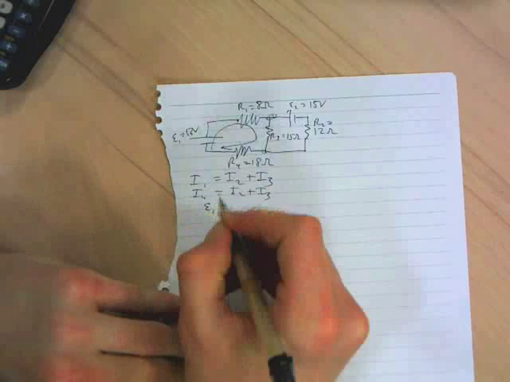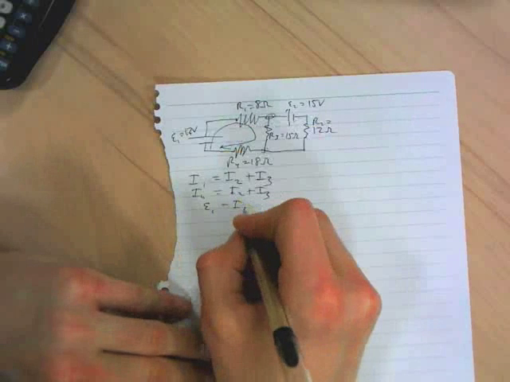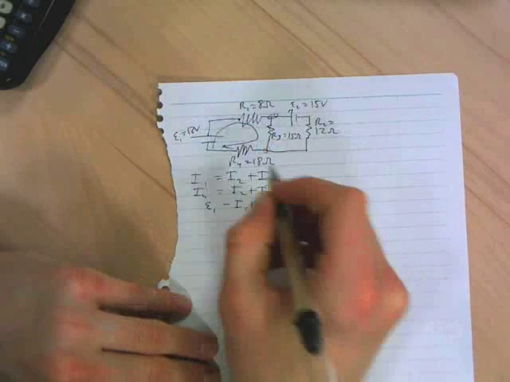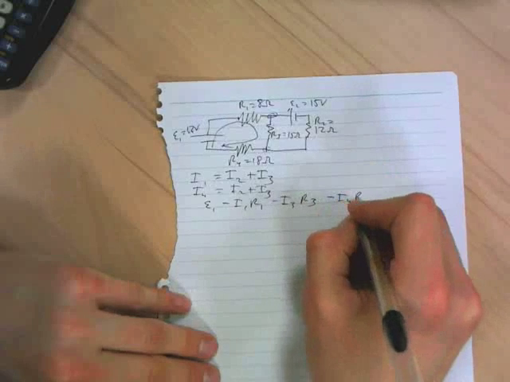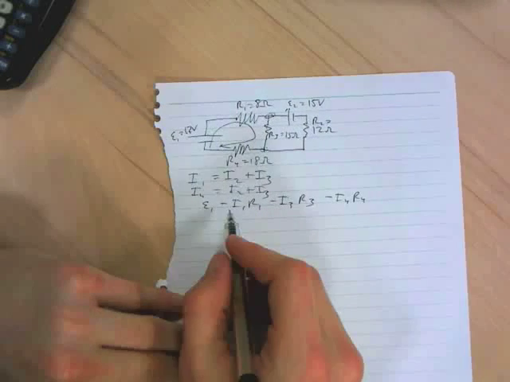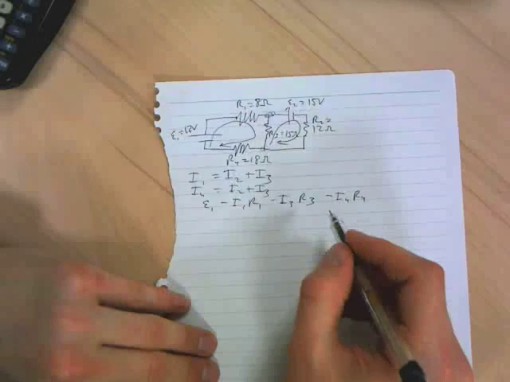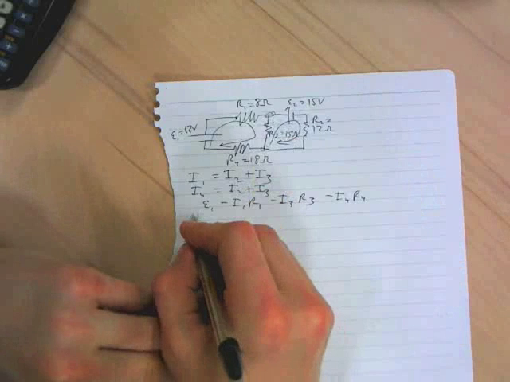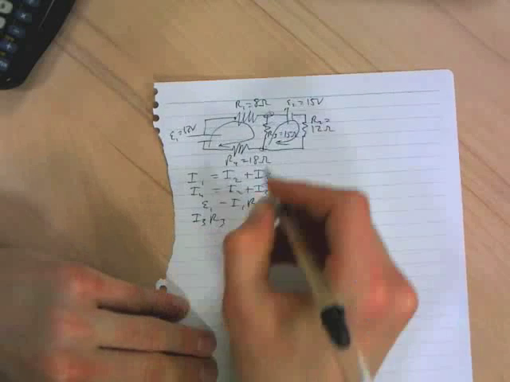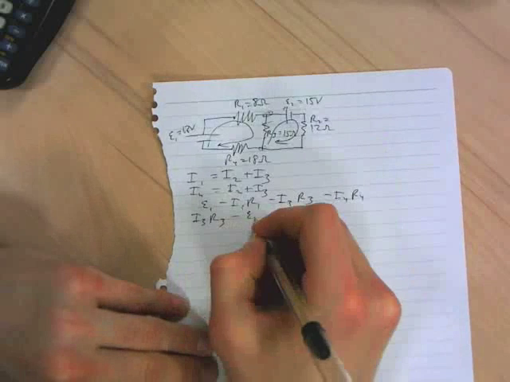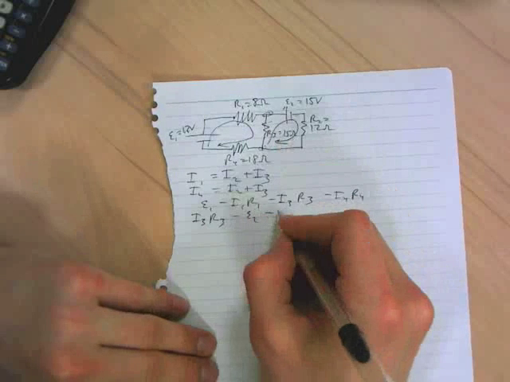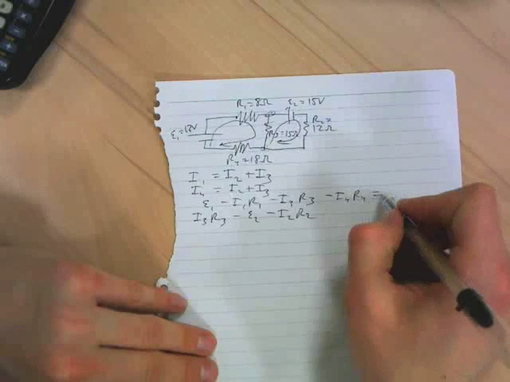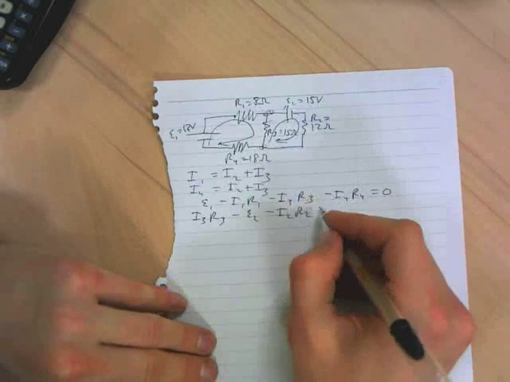All right, if we write a loop rule around this first loop, we've got a voltage increase of E1, then we've got a voltage drop I1 R1, voltage drop I3 R3, voltage drop I4 R4. Okay, going around this loop. We're going backwards through this resistor, so we've got a voltage increase of I3 R3, and we've got a voltage drop across the battery, and we've got a voltage drop across the resistor, though I suspect this I2 will wind up being negative because this is 0. I keep forgetting to put those zeros in here. And then this is also equal to 0.